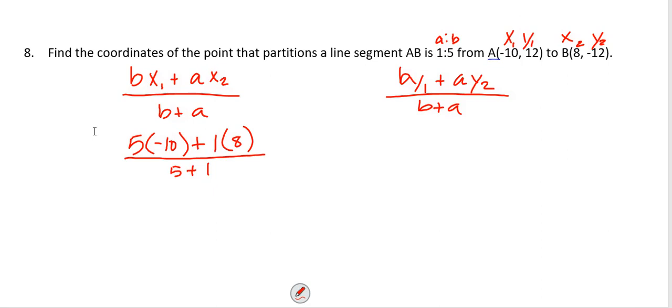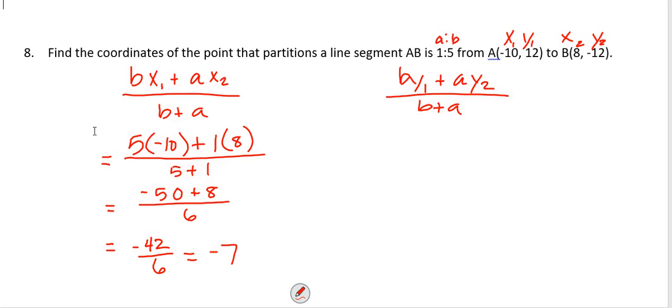So I'm going to go ahead and multiply on top. So that's going to give me negative 50 plus 8, and I'm going to add on the bottom, which is going to be 6. So when I do negative 50 plus 8, that is going to be negative 42 divided by 6. Well, that actually is negative 7. So that's going to be my x value of my directed line segment, the coordinate of the point.